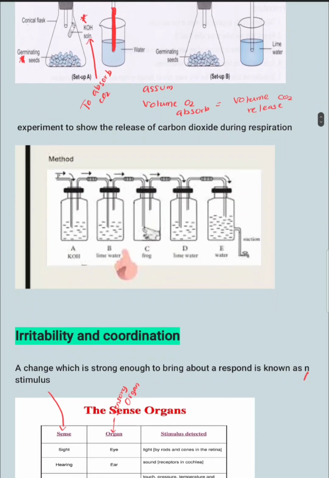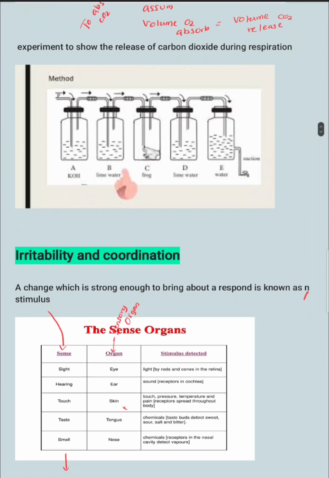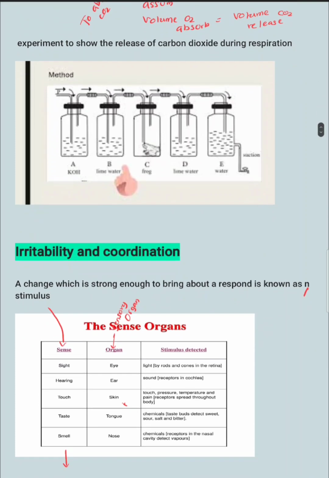The second experiment is the experiment to show the release of carbon dioxide during respiration. You have to keep in mind the order of this setup. The first one has KOH solution, the second one is the lime water, and the third one is the organism, it contains a frog, and the next one again is lime water, and the last vessel contains water. The purpose of using the KOH in the first vessel is to absorb atmospheric carbon dioxide.